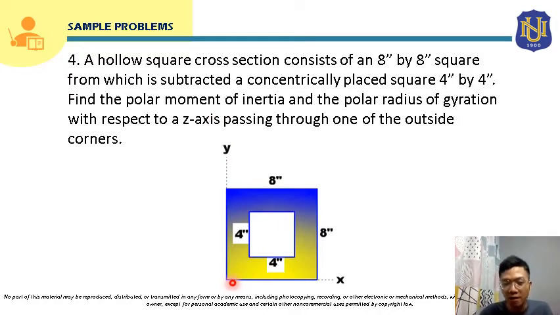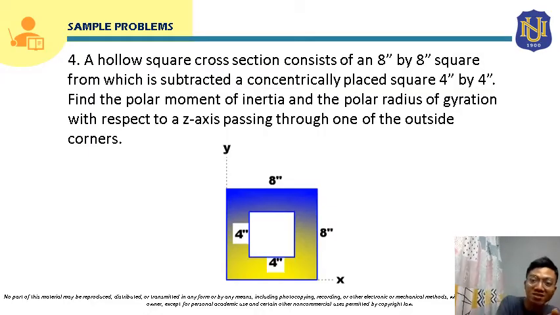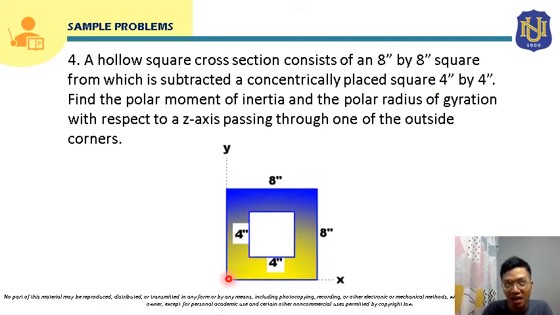In this case, we can consider any corner here, so we will consider this corner. This is where the z-axis passes through. The z-axis is perpendicular to the plane, so this is perpendicular to the screen as you look at it now. So the x-axis will be located here if the z-axis is here and the y-axis is here. So let's solve this.